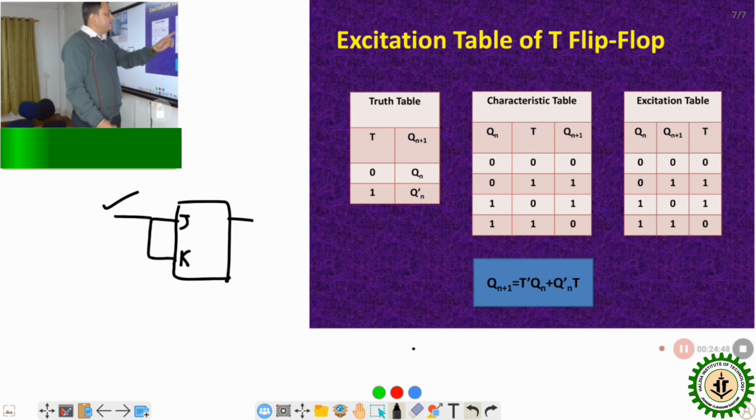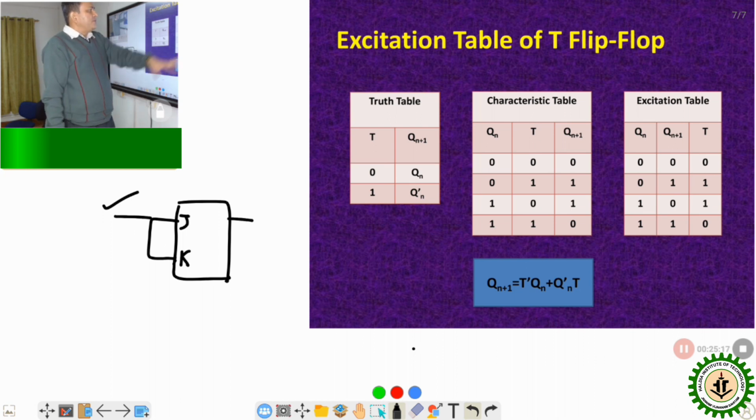Now this is the characteristics table. For T is 0 and present state 0, next state is 0. For T is 1, 0 is transforming to 1. Here the input is 0, present state is 1, so next state will be 1. Here the input is 1 and present state is also 1, so it toggles, that is 1 becomes 0. Simple thing, that is the characteristics table. We can get the characteristics equation similarly, by solving a simple K map.